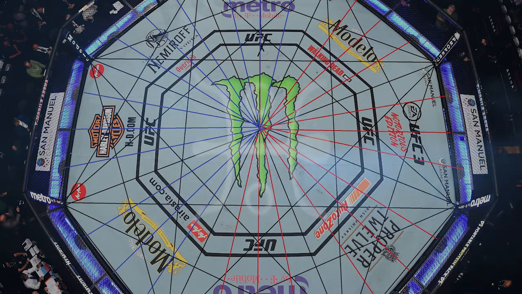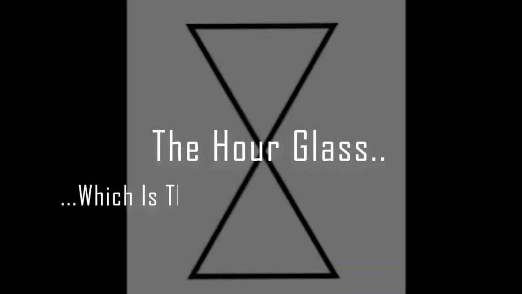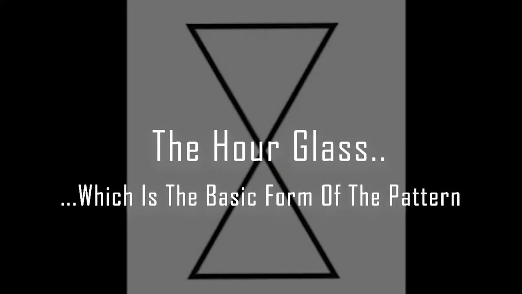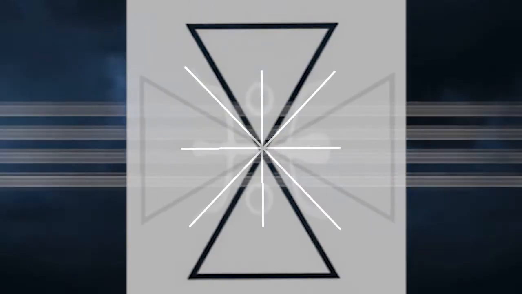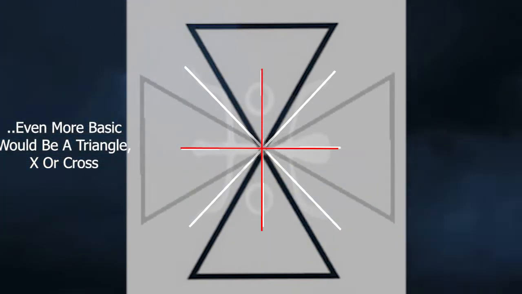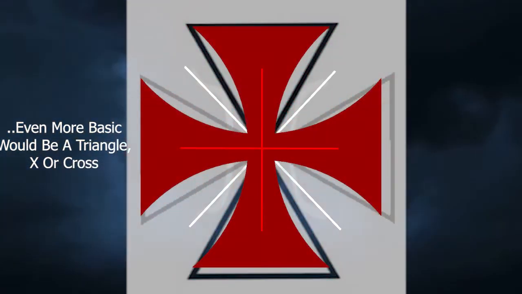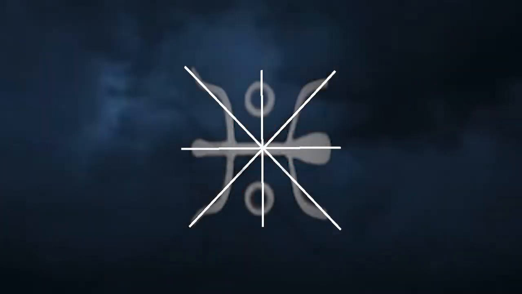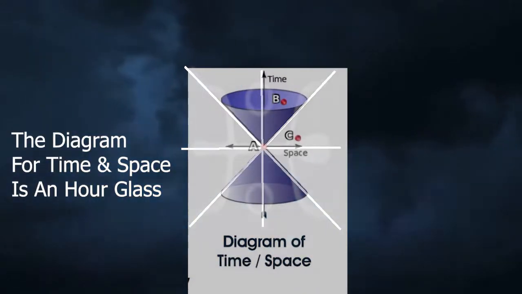But as you can clearly see, the hourglass shape is the most prevalent. Once you see the one, it's easy to identify the second. Together they form the Templar cross. An hourglass, a triangle, which is half an hourglass, or an X or a cross are the simplest ways to display this pattern. This pattern is the same pattern used as the diagram for space.